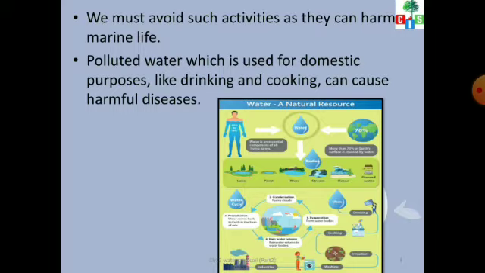Polluted water, which is used for domestic purposes like drinking and cooking, can cause harmful diseases. Children, such water is not only harmful for marine life, it is also harmful for human beings, as we use the same water for cooking and drinking. It can cause us harmful diseases. When we bathe in the same water in which industrial waste is disposed, it will harm us in many ways. It will give us skin diseases and other harmful diseases. So we should think wisely before doing anything. We should not waste such water, and we should use water for domestic purposes in different ways.